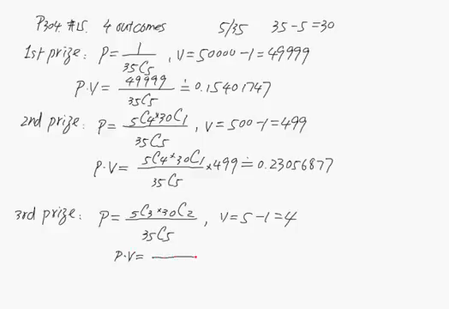So let me copy the P again. So 5C3 times the 30C2 and divided by 35C5 and times the 4. And this guy is approximately equal to 0.05359915. Okay. Now, let's look at losing. How to find the probability of losing?